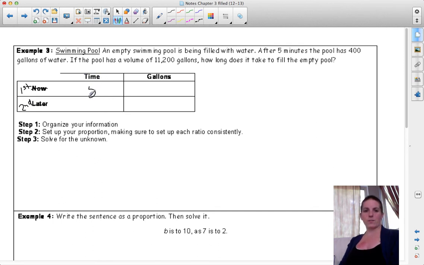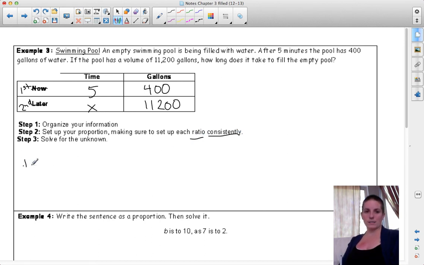After 5 minutes, we have 400 gallons. And after, I don't know how long, oh, there's your variable, I have 11,200 gallons. So once I've organized my information, now I can set up our proportion, making sure to set up each ratio consistently, right? That's that use the words part.